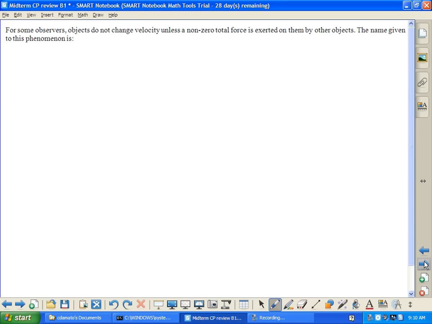For some observers, objects do not change velocity unless a non-zero total force is exerted on them by other objects. The name given to this phenomenon is, here's a freebie. This is inertia.